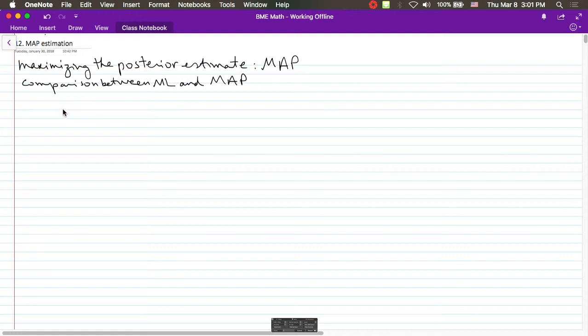I want to talk to you guys about MAP estimators, maximum a posteriori estimators. And the example that I'm going to draw for you is from a kind of task where we can compare a maximum likelihood estimator with a maximum a posteriori estimator.